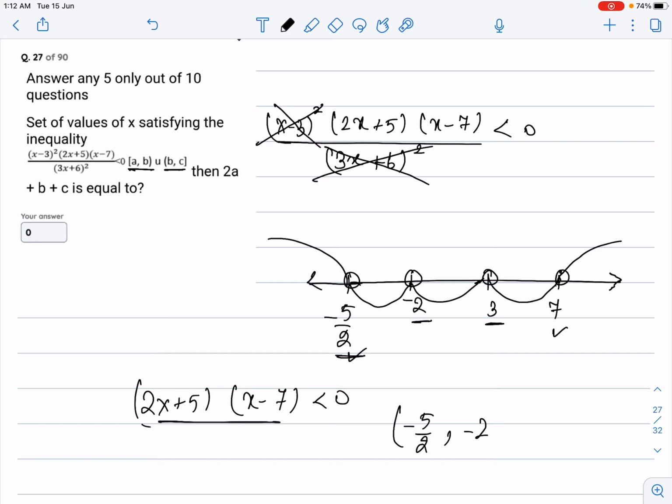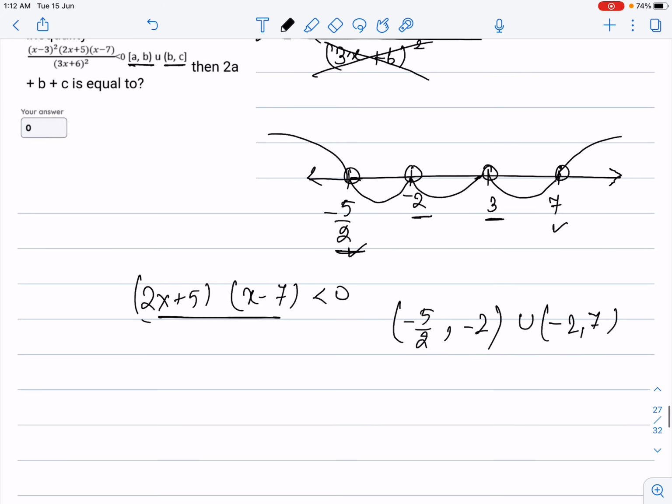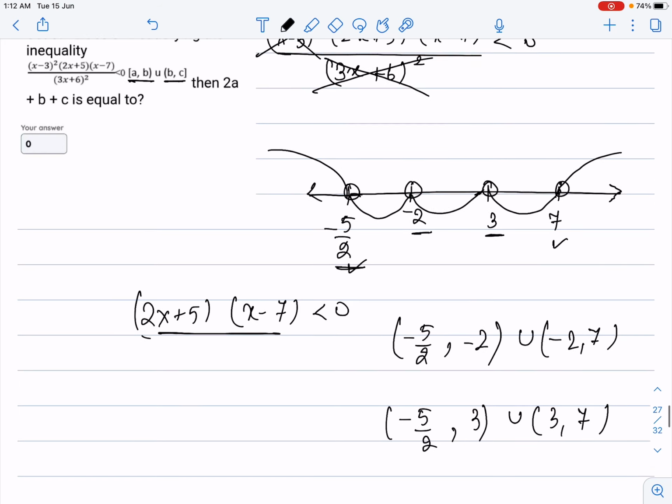So one time I will write it as minus 5 by 2 to minus 2 union minus 2 to 7. Okay, and the next time I will write it like minus 5 by 2 to 3 union 3 to 7. Hope you guys would have got my point. Now my dear students, they have asked you 2A plus B plus C. Okay, so let's see which one is coming out as an integer.